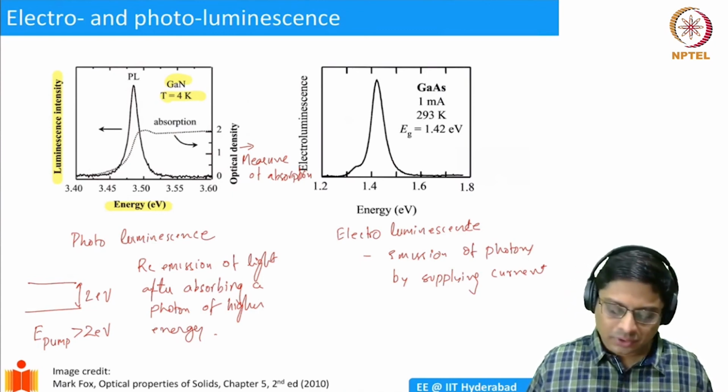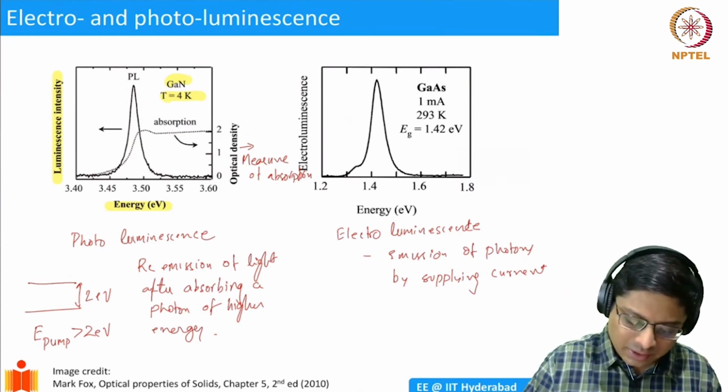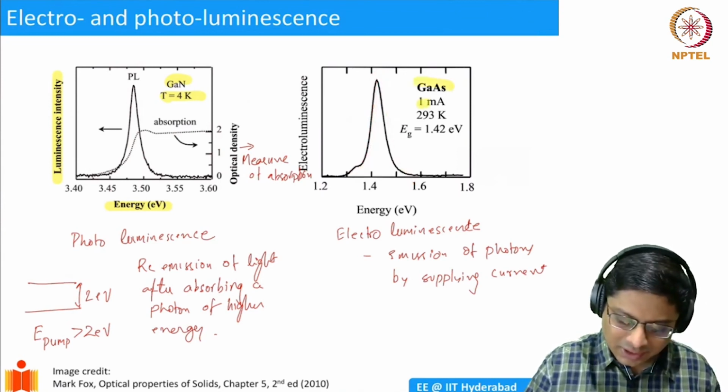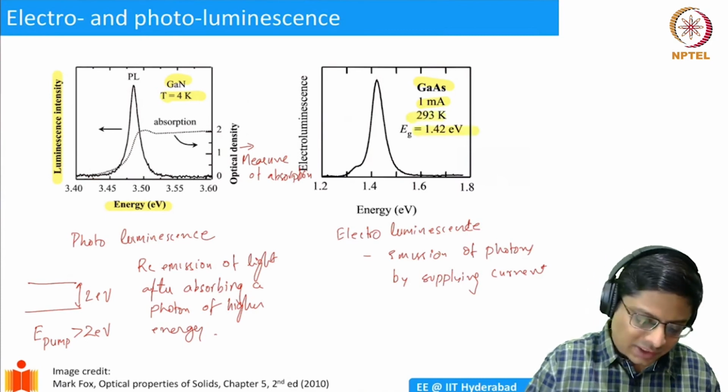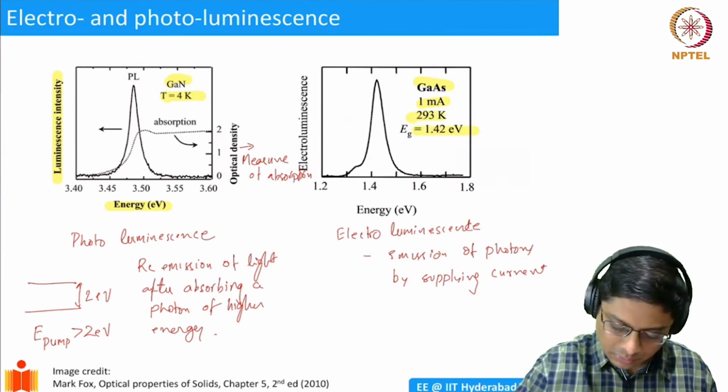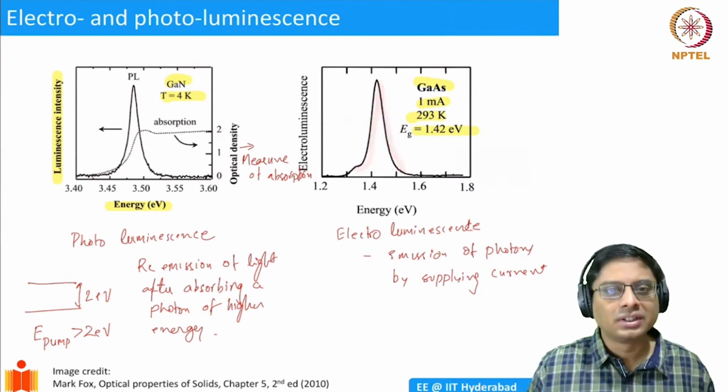Again, the same characteristic peak. This time, this is a different material, gallium arsenide. Current supplied is 1 milliamp and the temperature is as shown. The band gap is 1.42 eV, so you get an emission around 1.42 eV. There is some emission.